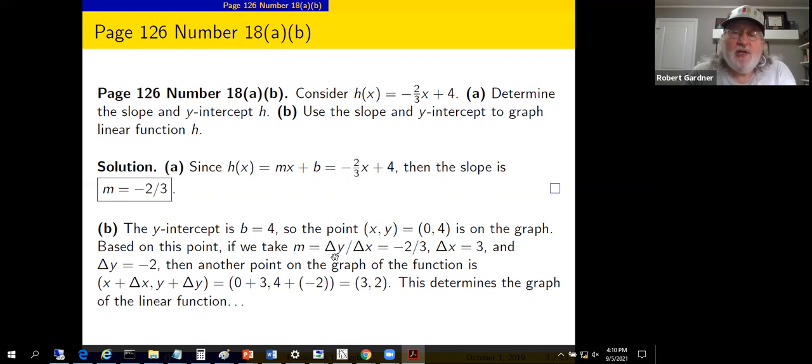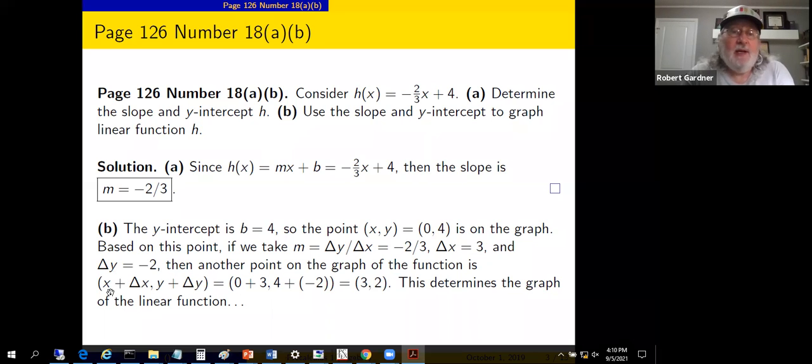So the slope was change in y over change in x, rise over run, as we informally put it, delta y over delta x, as we symbolically put it. And we know that equals negative 2/3, so we could take delta x equals 3 and delta y equals negative 2, for example. We could take delta x equals negative 3 and delta y equals positive 2 also, or an infinite number of other things. But choose some reasonable values for delta y and delta x.